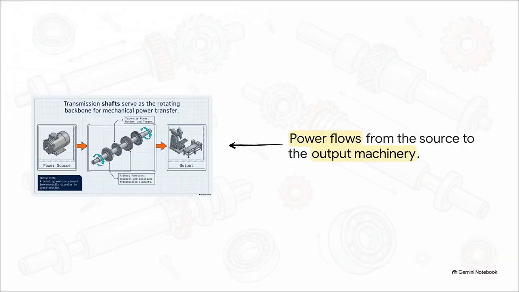Well, the elegant solution is the transmission shaft. Power flows directly from the prime mover on one end, right into the shaft. This creates a rotating backbone. It securely supports transmission elements, think gears, pulleys, sprockets, and actively transmits that power, motion, and critical torque right down the line to the output machinery.